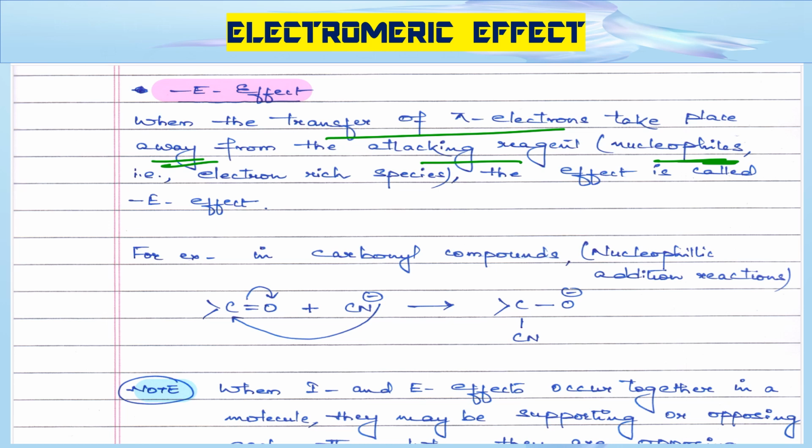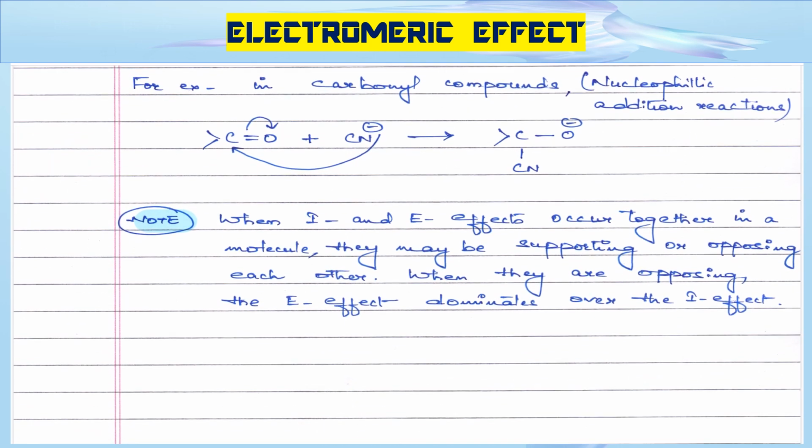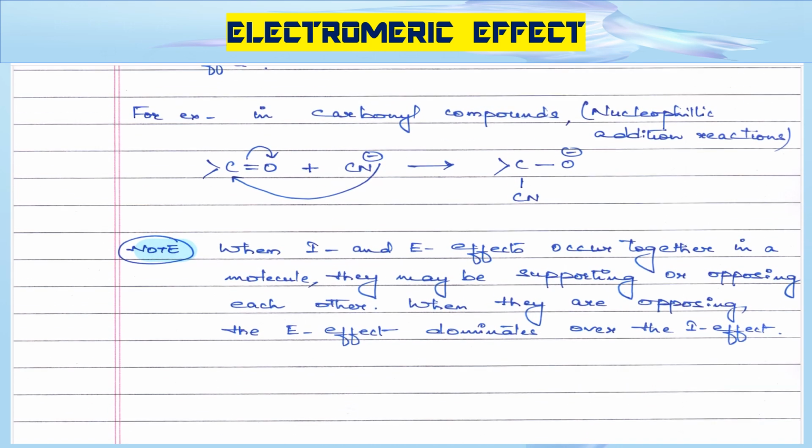So, let us see an example. In the case of carbonyl compounds, we know that carbonyl compounds may be either aldehydes or ketones, and they are represented by this general formula. Let us see the reactions which are called nucleophilic addition reactions. In such reactions, nucleophiles, that means the species which are electron rich, carry a pair of electrons or are negatively charged, and they add to the carbonyl compound molecule. In such a case, what happens?